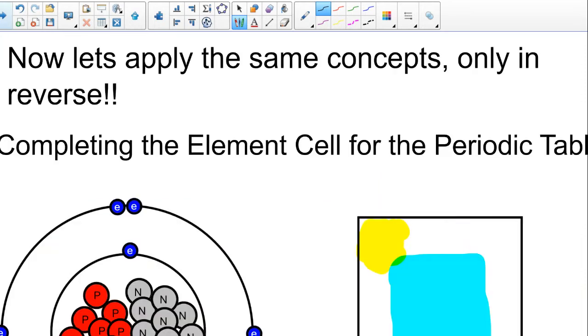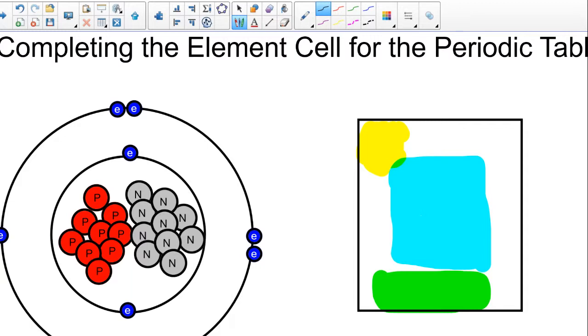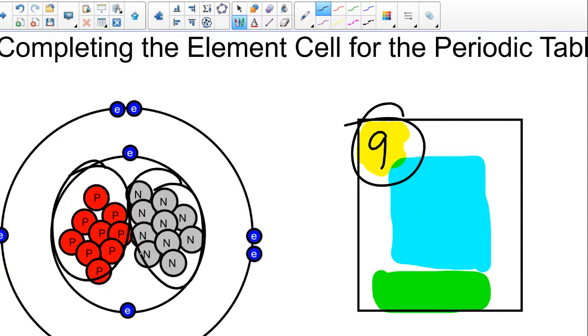Okay, so let's try this one. Same idea, just with some higher numbers. So looking at the number of protons again, up in this corner, I've got 9 protons, so I know it's the 9th element in the periodic table. How about the number of neutrons? We've got 10, so therefore my atomic mass is going to be 9 plus 10, which is 19. You don't need to include this, just the number 19.